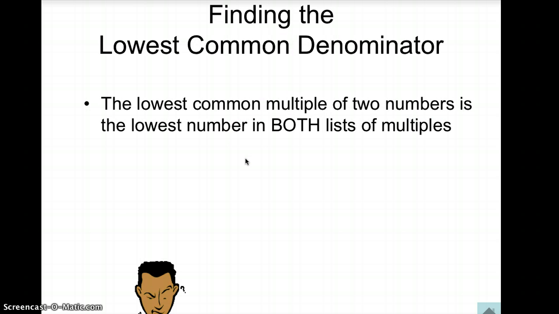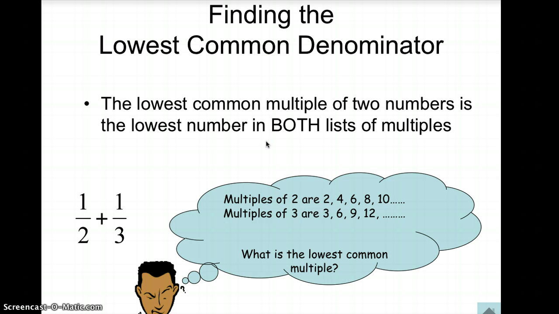The lowest common multiple of two numbers is the lowest number in both lists of multiples. So it's the lowest number that I can multiply each denominator by to get there. What can I multiply 2 by and get there, and 3 by and get there? Multiples of 2 are 2, 4, 6, 8, 10. Multiples of 3 are 3, 6, 9, 12. When you get one that's repeating, you've found your lowest one, whenever you make them go in order, which in this case would be 6.